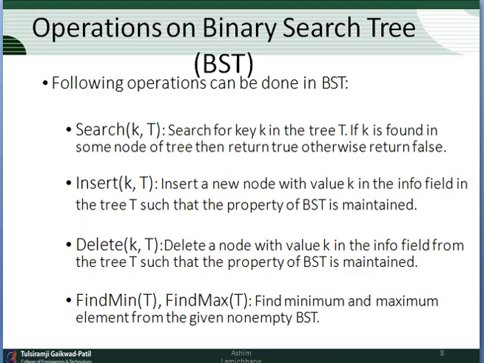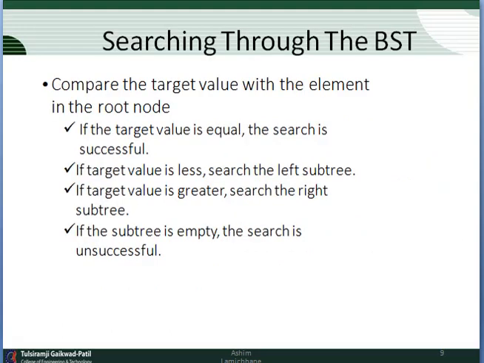The search key for key k in the tree is t. If k is found in some node of the tree, then return the true value. Otherwise, it may return false. We can also search, insert, and delete a particular element from the binary search tree. While searching through the BST, compare the target value with the element in the root node.